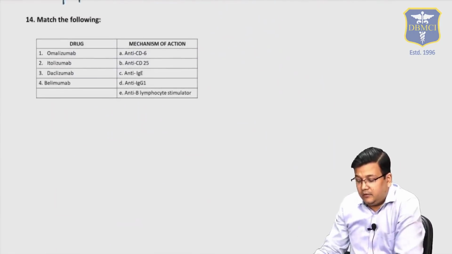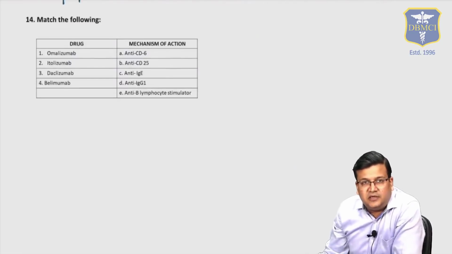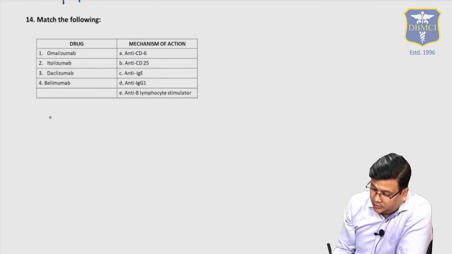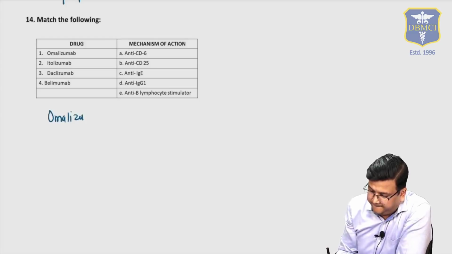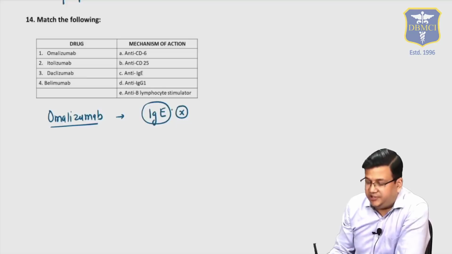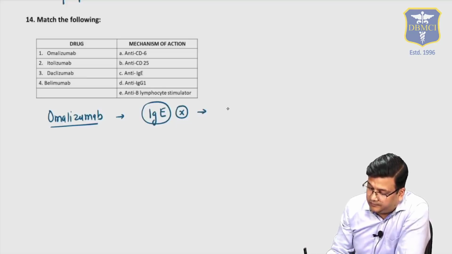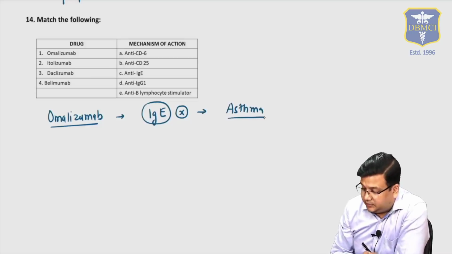Question number 14. Match the following. So we have various antibodies given and we need to match them. So omalizumab is an antibody against IgE and it is used for severe uncontrolled asthma.